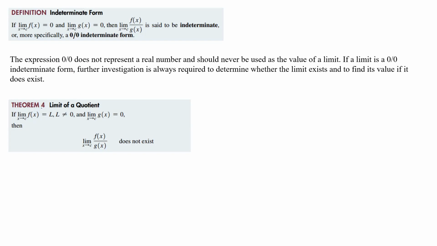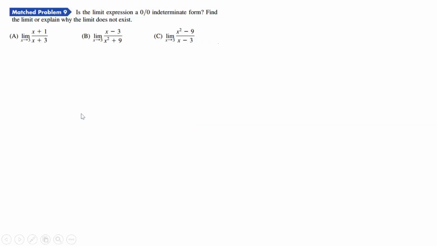So theorem 4 says the limit of a quotient. If the limit of f of x as x approaches c is equal to L, and L does not equal 0, and the limit of g of x as x approaches c equals 0, then the limit as x approaches c of f of x over g of x does not exist. And so that's a key thing here, okay? So basically, if the denominator is equal to 0 here, then the limit is not going to exist, okay? So what do we have here then?